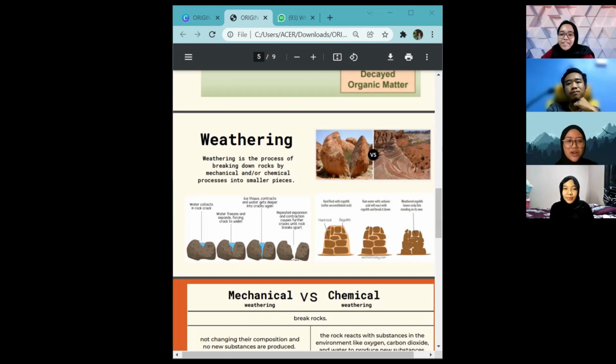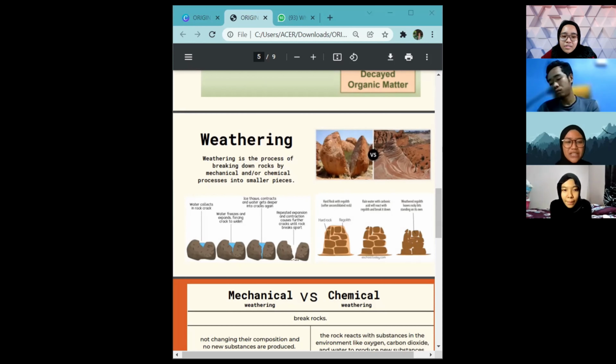So what is weathering? Weathering is the process of breaking down rocks by mechanical and chemical processes into smaller pieces. Like we look at this picture. Which one do you guys think is chemical and which one is mechanical? Chemical is the one on the right, right? Okay, correct, the right picture is for chemical and this one is mechanical.